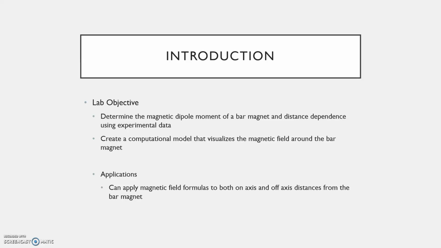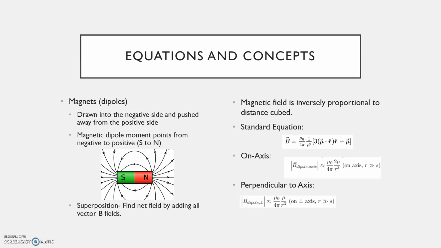We apply the magnetic field formulas for both on-axis and off-axis distances in this lab. The concepts used in this lab are that magnets behave as dipoles. If you look at the B fields, it goes into the negative or south side and comes out of the positive or north side. So the magnetic dipole moment points from negative to positive, in this case from south to north. We can see that they're drawn into the negative side and pushed out of the positive side.